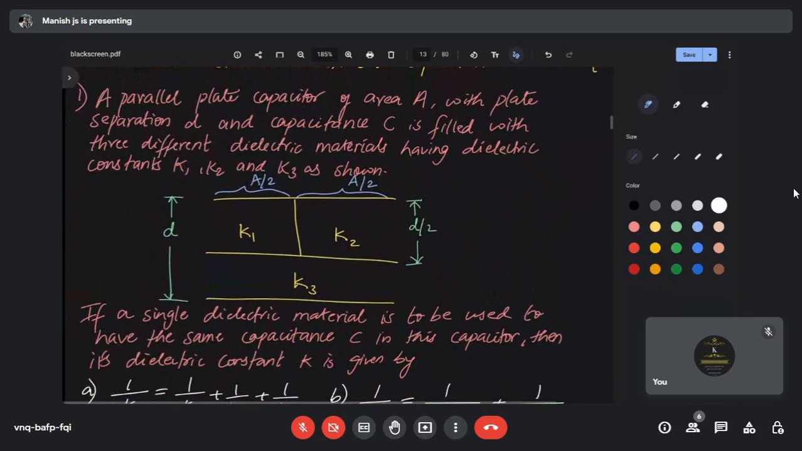So try solving this. Tell me what are the steps that you're getting.